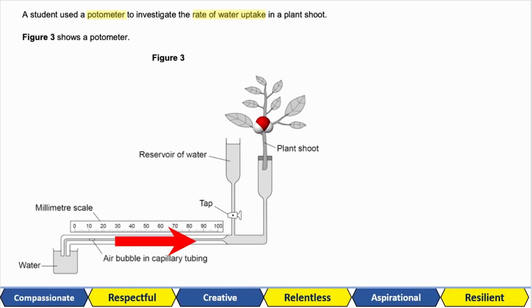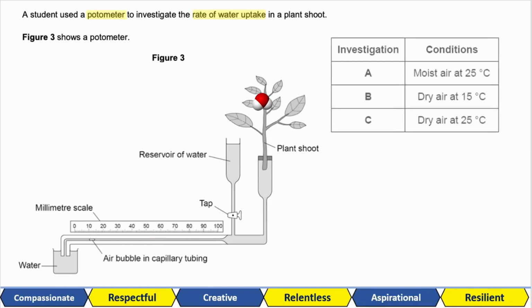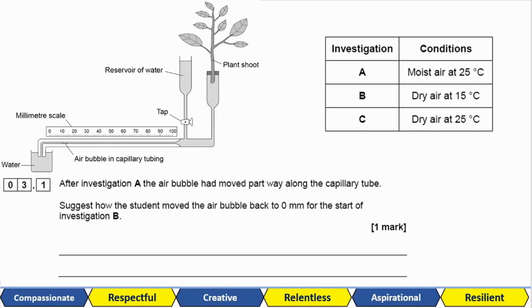of the air bubble. It is likely that you will be given an experiment where the conditions of the environment is the independent variable. This is what you change. The investigation that's done here was in 3 different conditions: moist air at 25 degrees, dry air at 15 degrees Celsius, and dry air at 25 degrees Celsius. After the first investigation had been completed, the air bubble moved along the capillary tube.